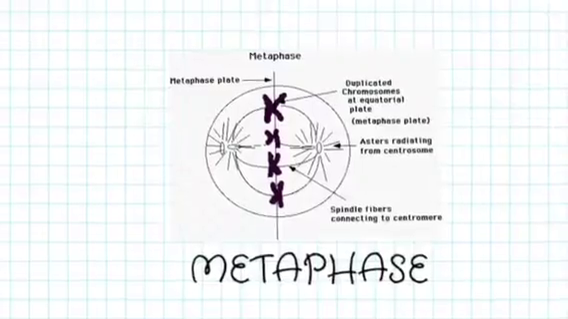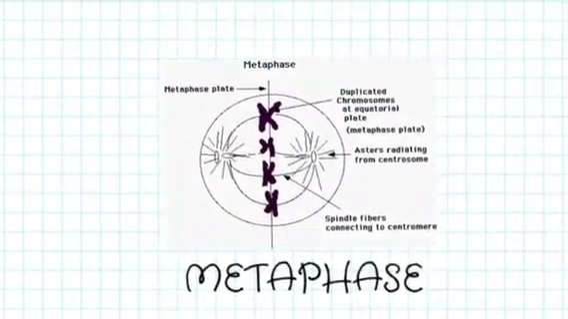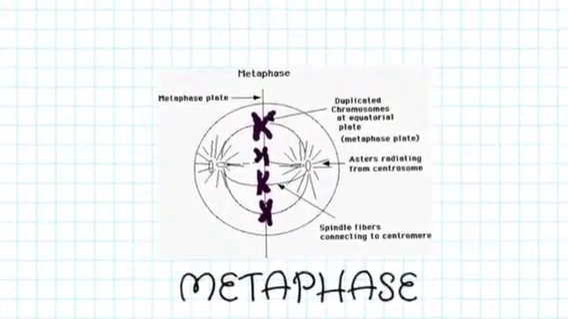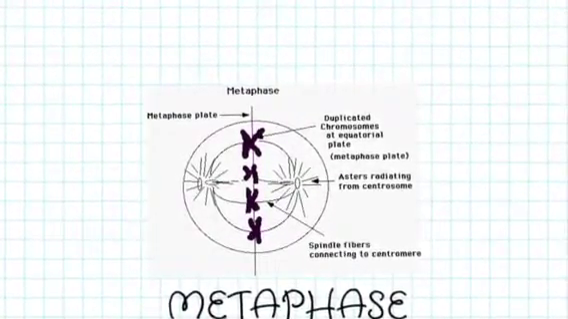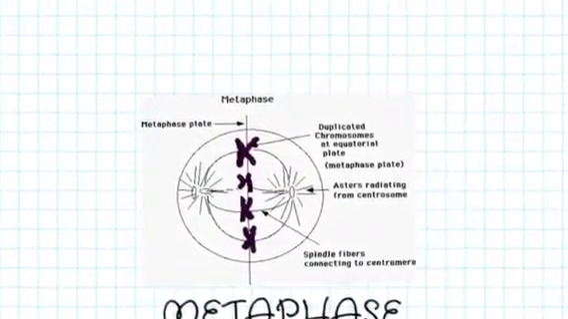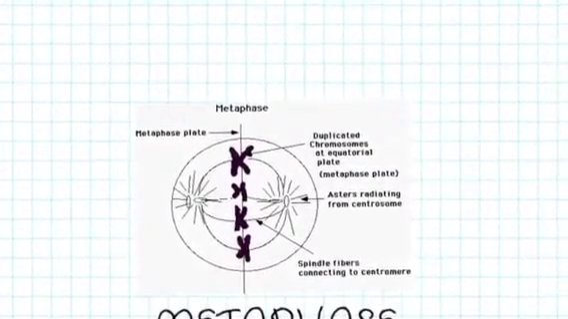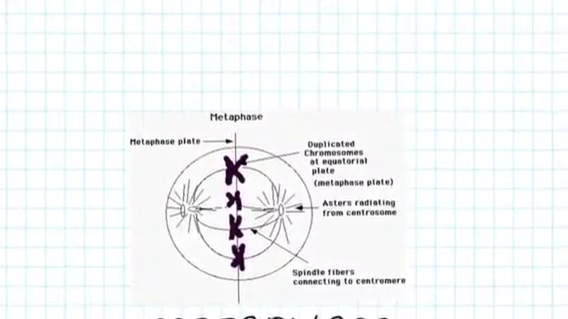Metaphase. In metaphase, the spindle fully develops and the chromosomes align at the metaphase plate, a plane that is equally distant from the two spindle poles. Also, in metaphase, the spindle fiber attaches to the centromere of the chromosomes.